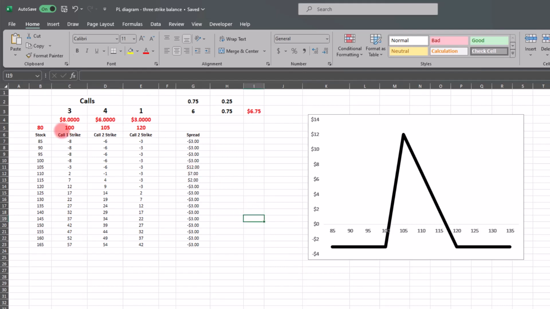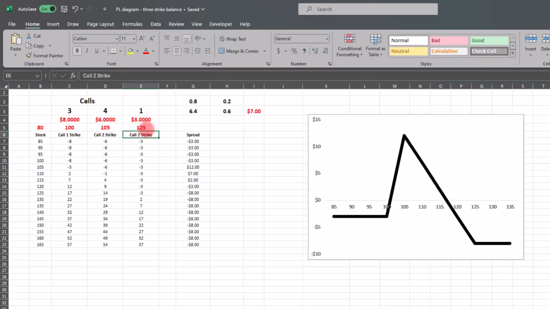Let's go from 100, 105, 120. Let's make this 125. What's going to happen now? All right, so we get the broken wing out here. We also know that the center strike would have to be a maximum of $7. But how would we balance it? How many contracts would we need here? Well, we can see that we have 80% of the value between the second and third, 20% up here.